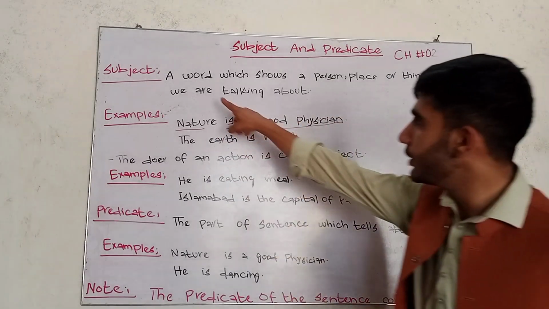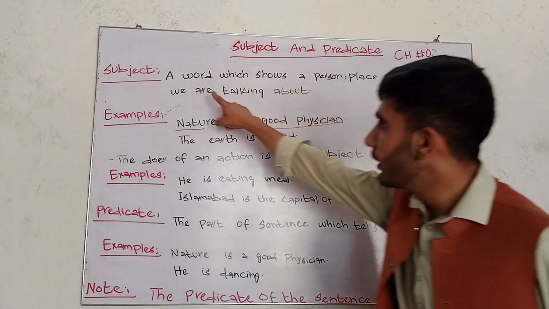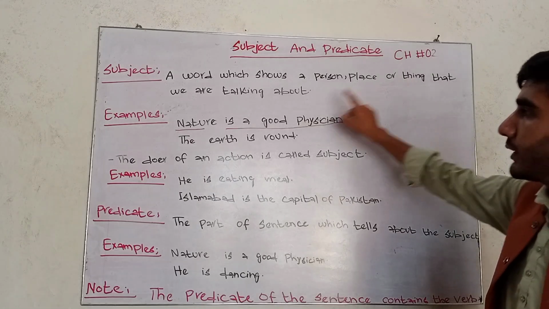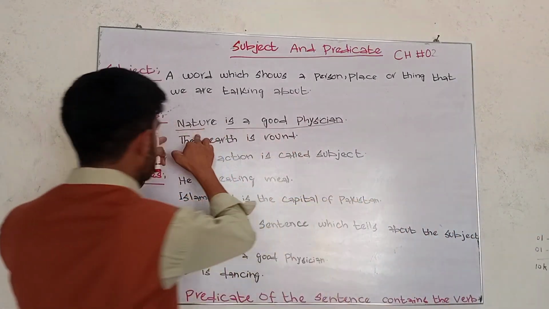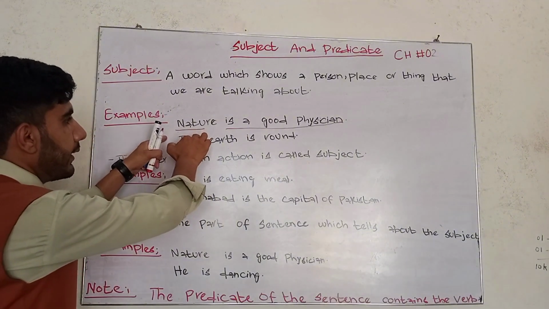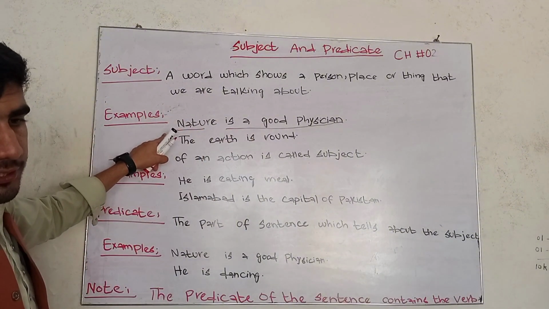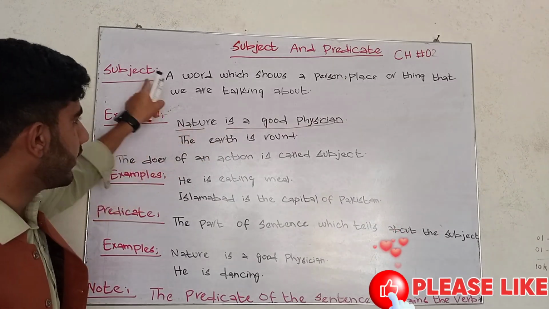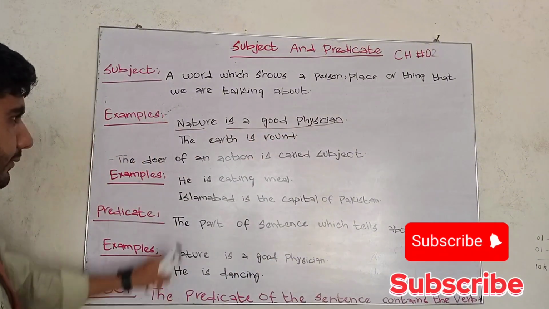And according to the definition, it is a word which shows a thing. Nature is also a word, but it shows us a thing. So in this example, nature is the subject because it is the word we are talking about. It is called the subject of the sentence, and the remaining sentence is called the predicate of the sentence.